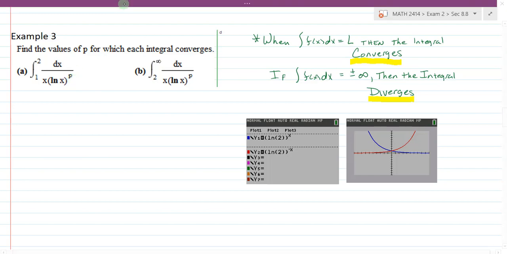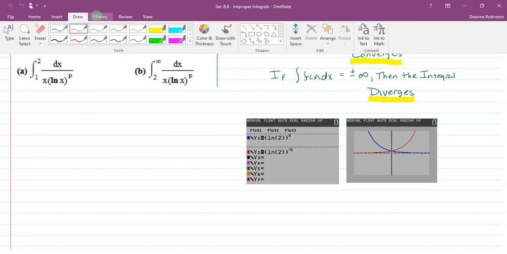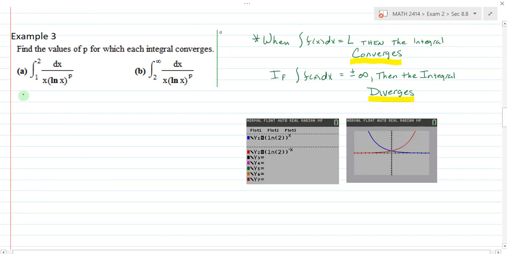In order to evaluate this integral, we're going to have to do a u substitution. So what are we going to let u be equal to here? Well, since I don't know how to integrate ln x, but I do know how to differentiate it, I'm going to let u be equal to the natural log of x. That means that du will be equal to dx over x. And notice we have a dx over x right here. When we do a u substitution, what's the other thing that we need to do? We need to change the bounds.